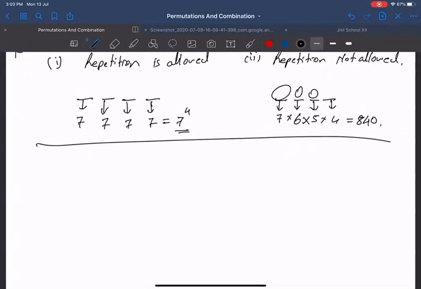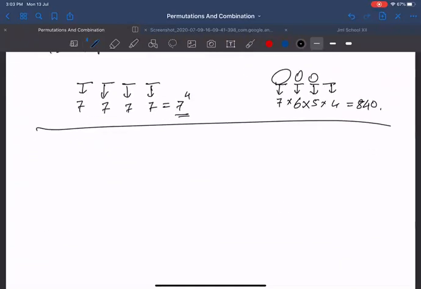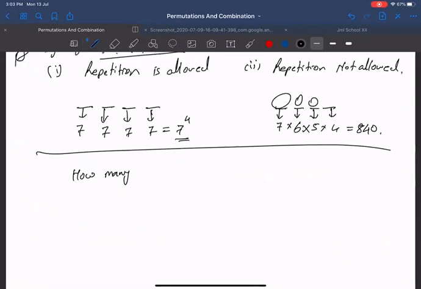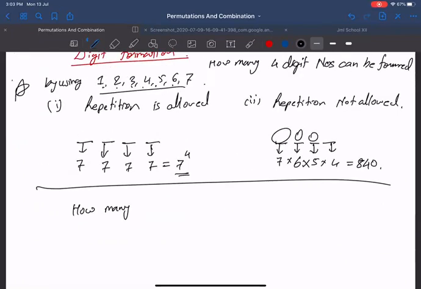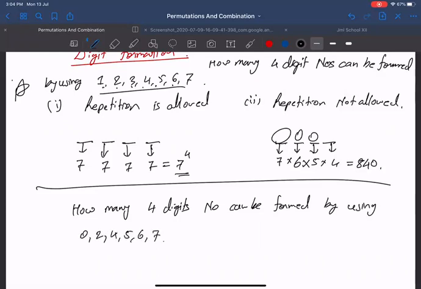So what do I have now? Same question. How many 4-digit numbers can be formed by using 0, 2, 4, 5, 6, 7, 8?